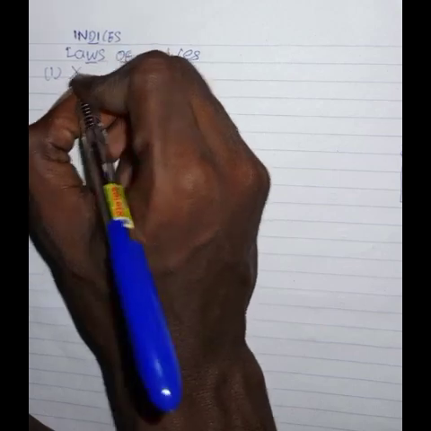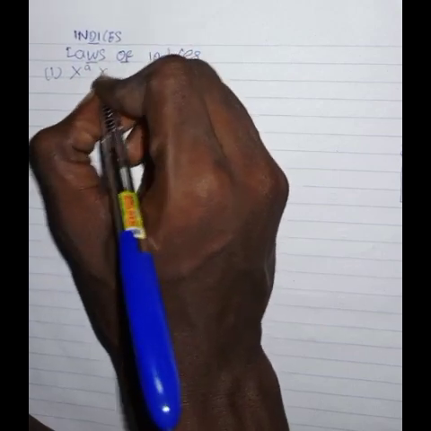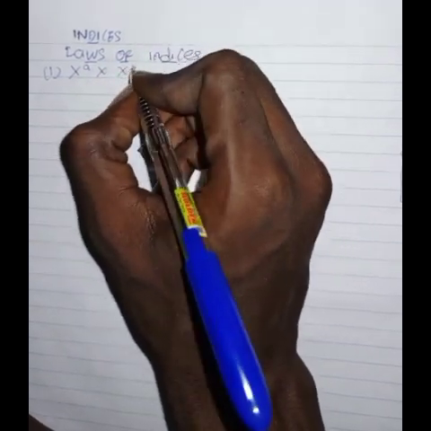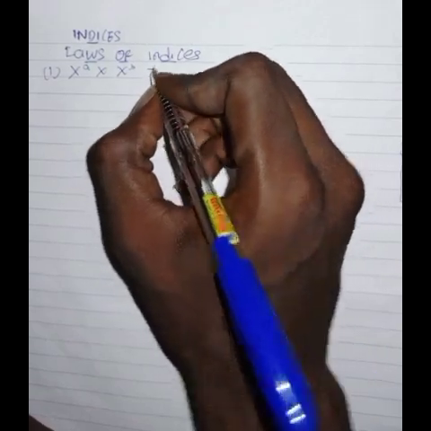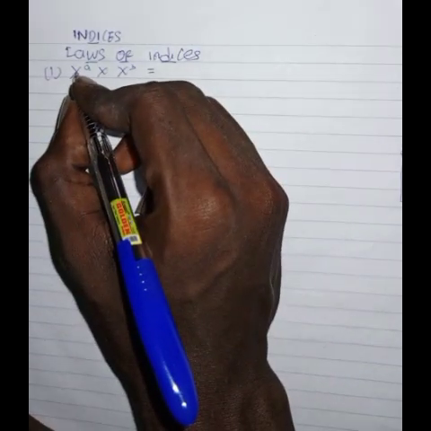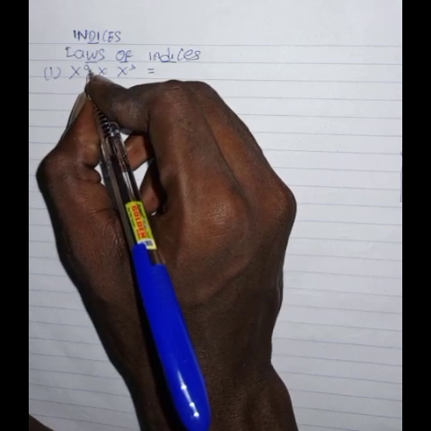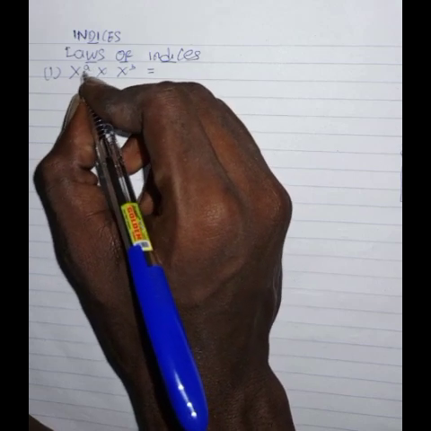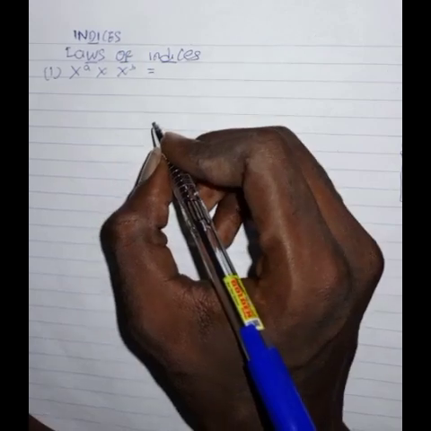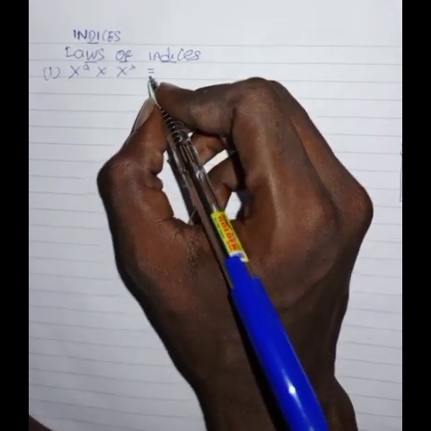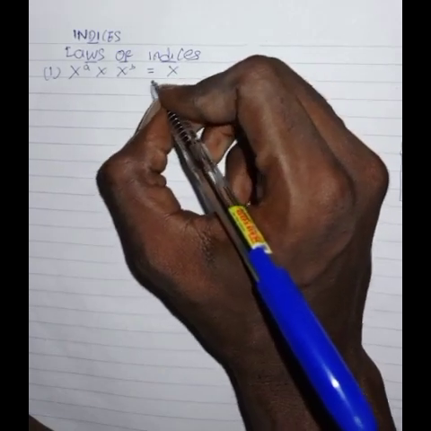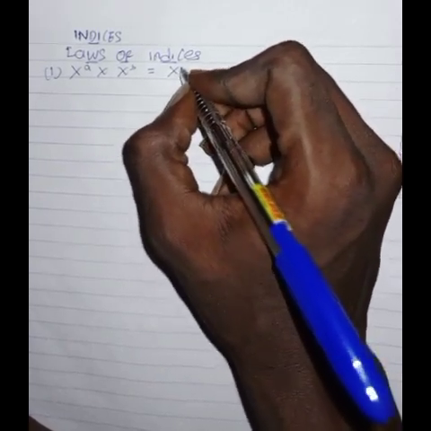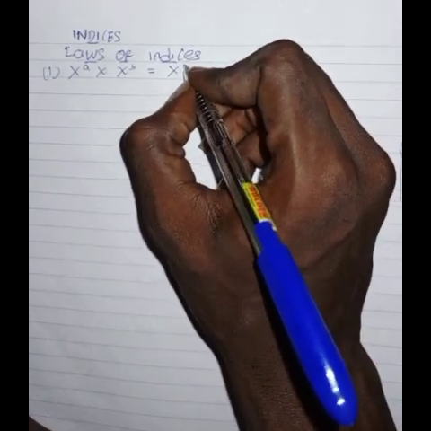So for the laws of indices, if we have x raised to the power of a, multiplied by x raised to the power of b, what this is simply saying is that we pick one of the base. This part is called the base, and this is called the power. So if we have a multiplication situation like this, whenever we have the same base, we pick one of the base, which is x, and then add the powers, which is a plus b.